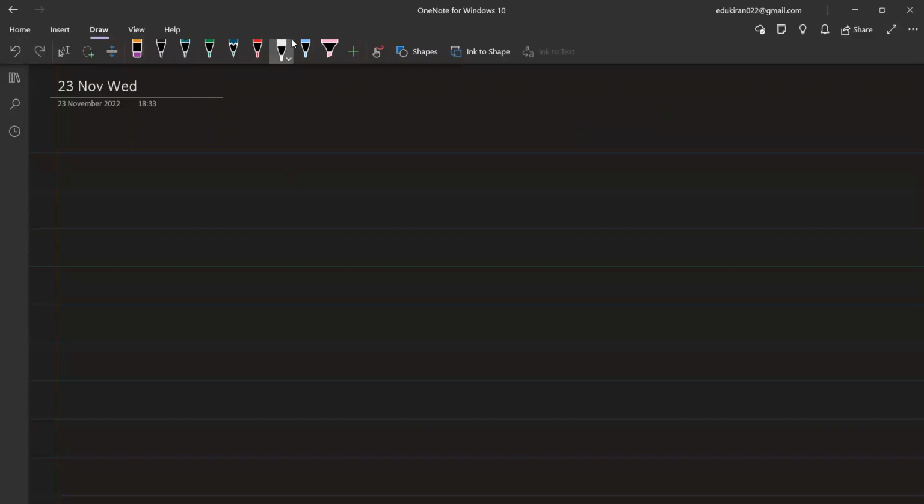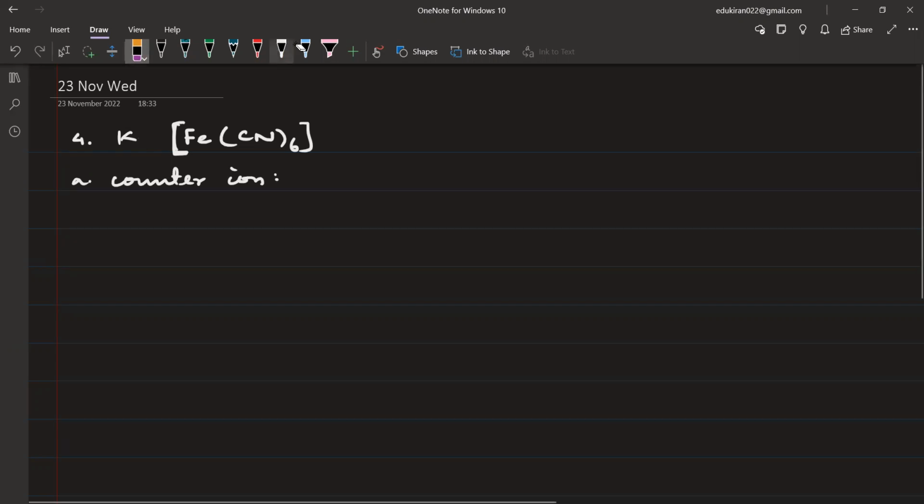Let's write one more example. Please write the fourth example: K3 Fe CN whole 6. What is the counter ion, guys? Tell me. What is the counter ion here? It is K3, not K2, okay? So it's 3.